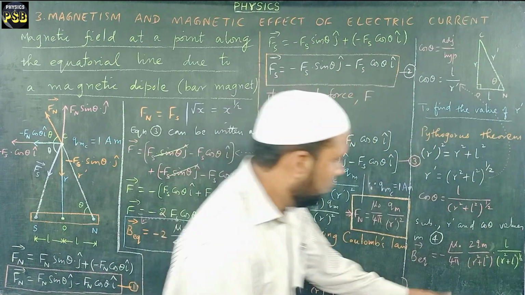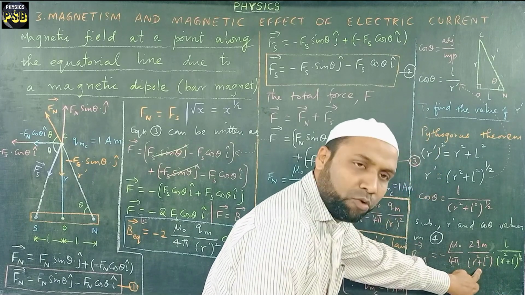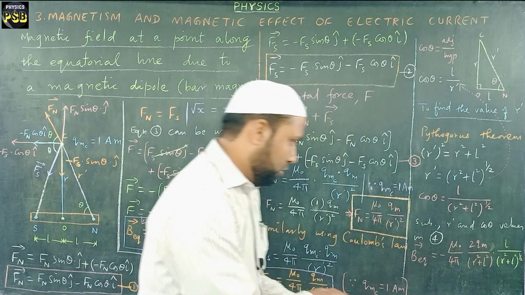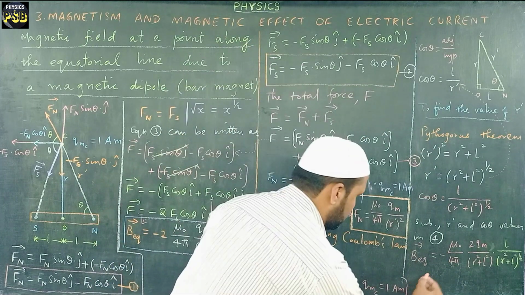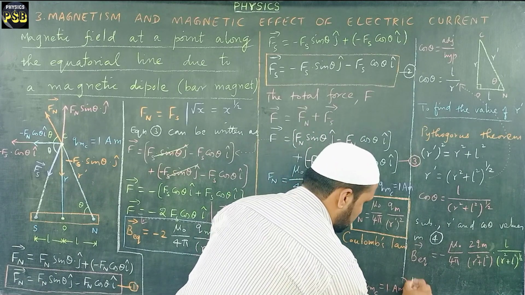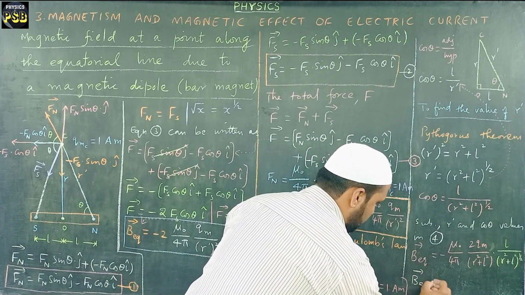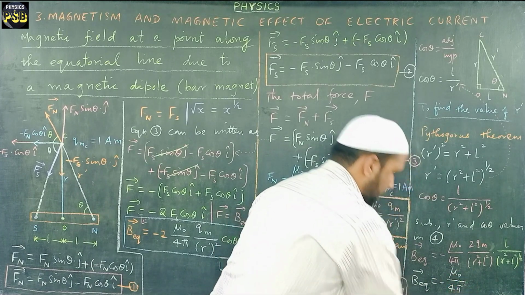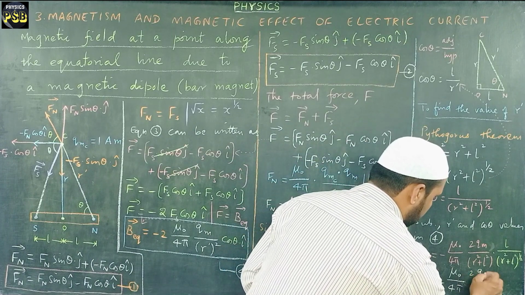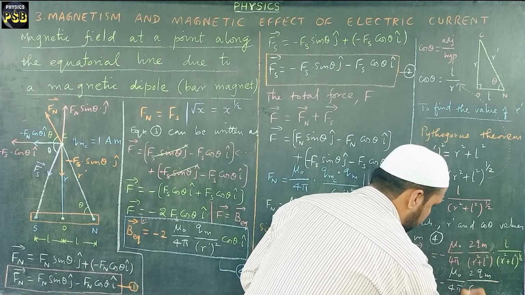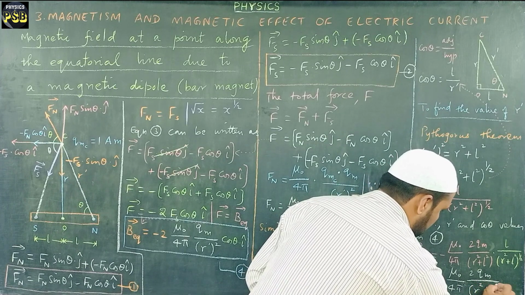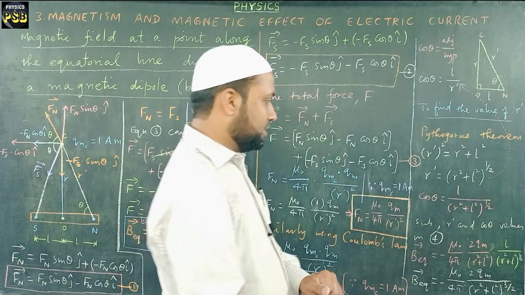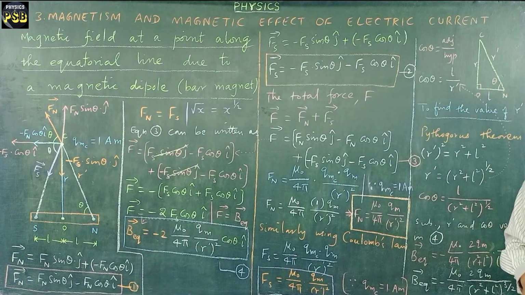Now we know when we multiply these two terms, one has power 1 and the other has power half. Then the power obtained is, now we get this, equal to mu naught divided by 4 pi, 2 QM divided by R square plus L square power 3 by 2. This is what we obtained. How do we get this? Let me show this to you.